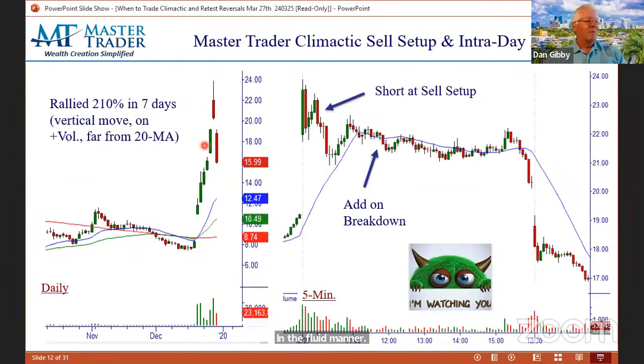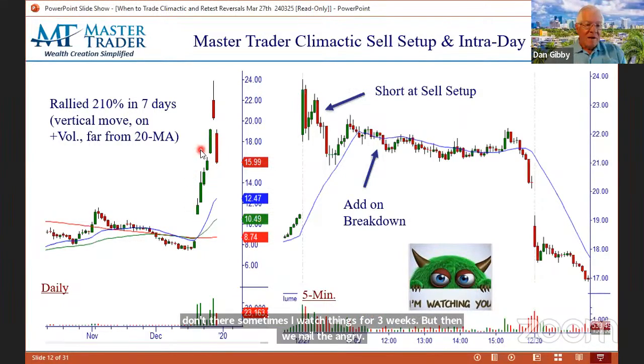All right, so now climactic sell setup. This is a great example. Go back to that slide where I gave you all the objective criteria. I get this little guy. I'm watching you. There's sometimes I watch things for 3 weeks, but then we nail the entry. So you're on my list.